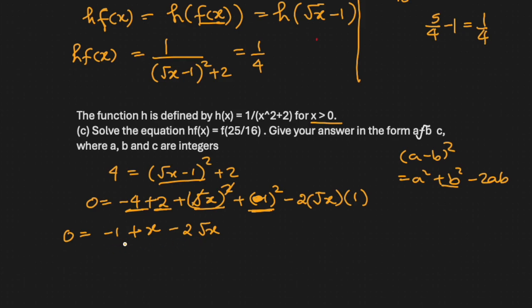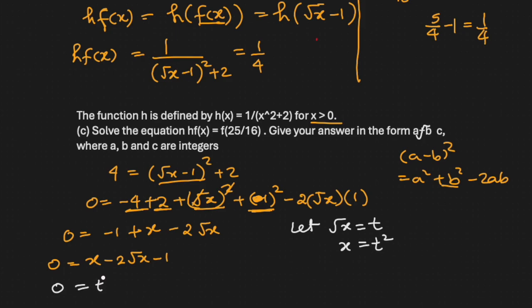This becomes our equation, which I will rearrange now. Let me write it here. x minus 2 square root x minus 1. And to make it quadratic, let's assume that square root x is equal to t. So squaring both sides, x will be t square, right? So this becomes 0 equal to t square minus 2t minus 1.